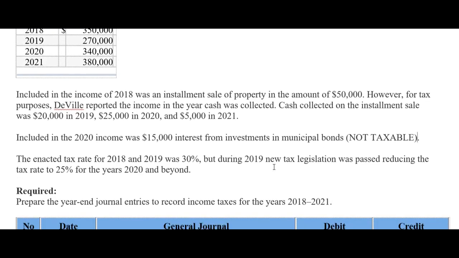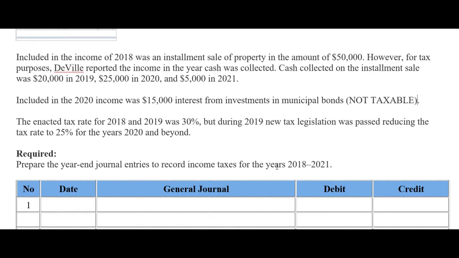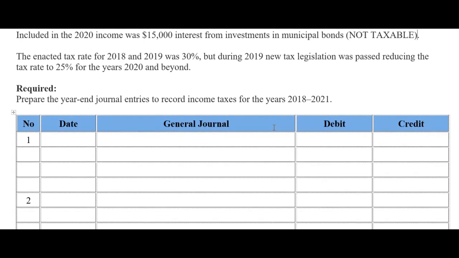Prepare the year-end journal entries to record income taxes for years 2018 through 2021. Again, the cool thing is the entries are very much the same each year. We're going to debit income tax expense, and that's going to be the amount that we will record on our accounting financial statements, our income statement. Then we've got our income tax payable. That's the amount we would actually pay to the federal government for our income taxes. State government, whatever that happens to be.